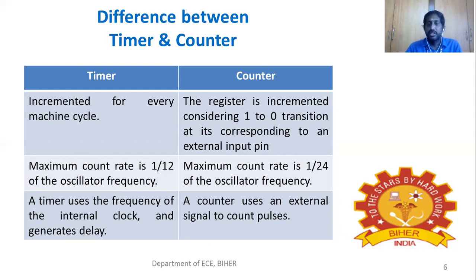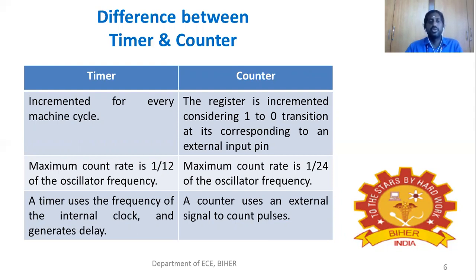For a timer, the maximum count rate is 1/12th of the oscillator frequency. Suppose I am using 12 megahertz, the value is 1. Suppose I am using 24, the value is 2, like that. In a counter, the maximum count rate is 1/24th of the oscillator frequency. Suppose I am using 24 megahertz, the count value is 1. Suppose I am using 48, the value is 2, like that.